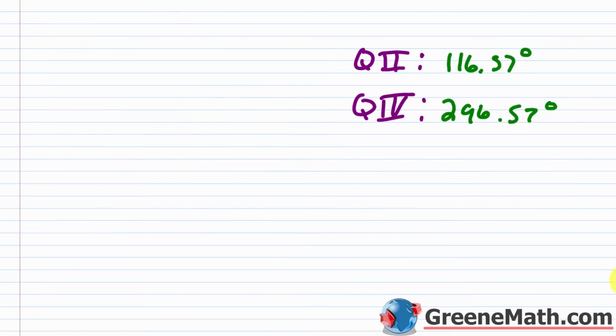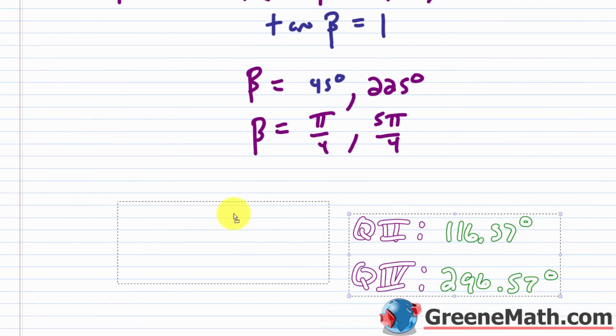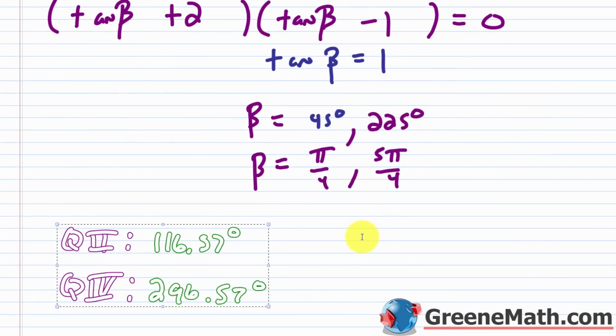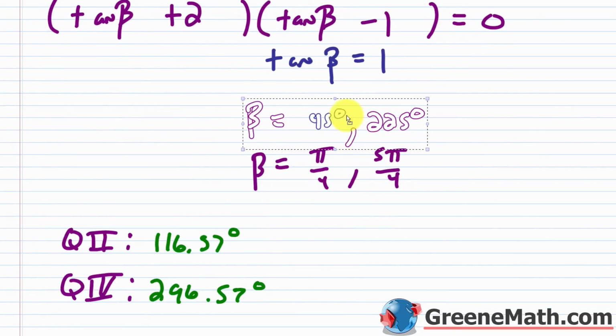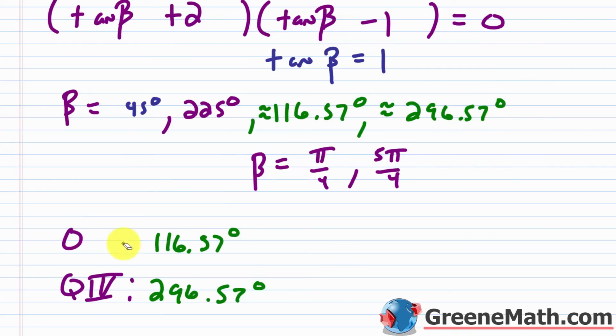So let's erase all of this, we don't need it anymore. And let's just bring this up here. I'm going to combine all of this for one solution. I'm going to do one for degrees and one for radians. So beta could be 45 degrees, 225 degrees, 116.57 degrees, and this is an approximation, so maybe you want to notate that this is approximate here. And this is an approximation also, 296.57 degrees.